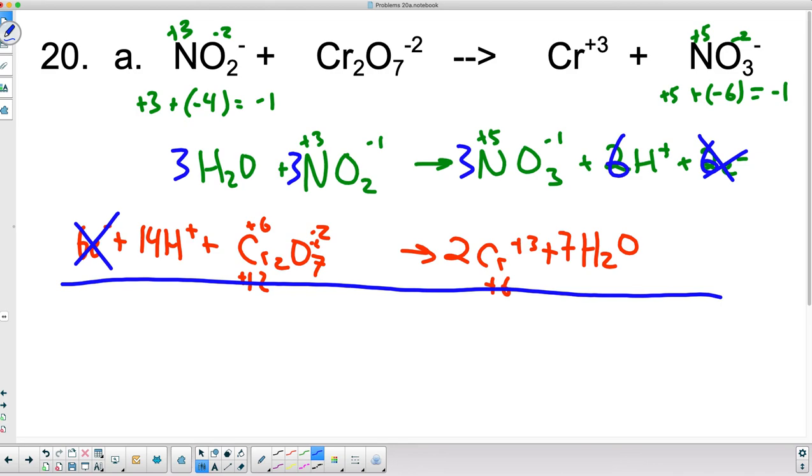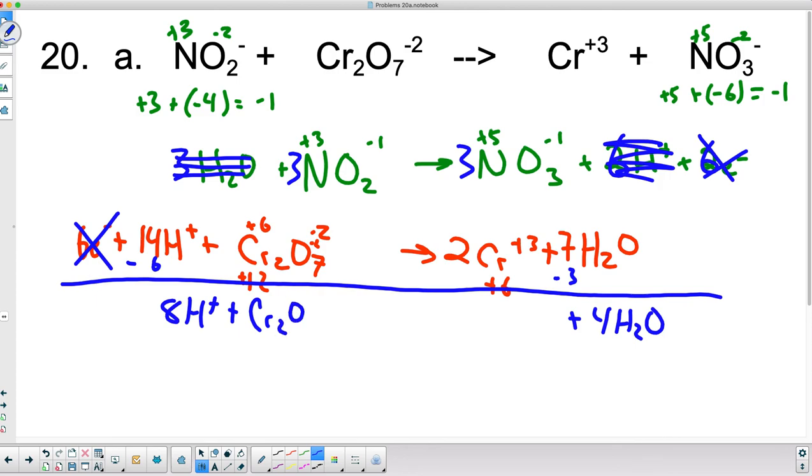Now here's what happens. I'm going to do the water next, and what my water looks like then is 3. I'm going to take 7 minus 3, and I get rid of that completely to give me 4 waters on this side. So that's how that works. Now I still have my H pluses. I have 6 on the right-hand side and 14 on the left-hand side. So 14 minus 6 is 8 on this side, and these go completely away. And now I just write down everything else that I have, and that should do it.